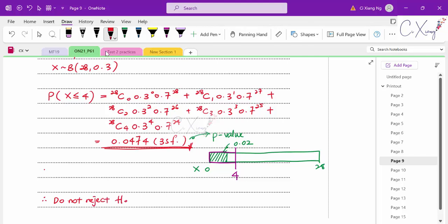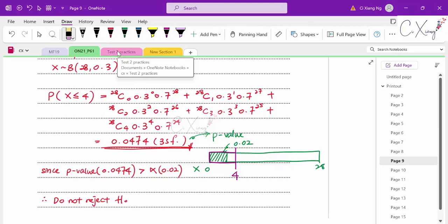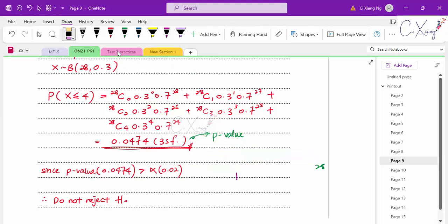Before you write out this decision, you have to tell them a reason. You can say that since the p-value, which is 0.0474, is greater than alpha, which is 0.02, the value of x falls under the acceptance region. Please don't draw this diagram in the exam because it is not a correct graph, so I will erase it here. Okay, so this is the reason.